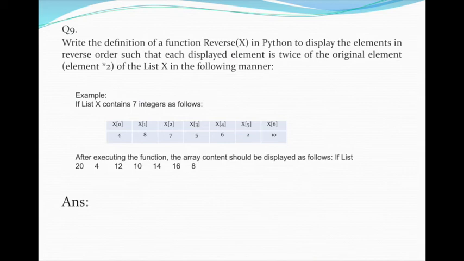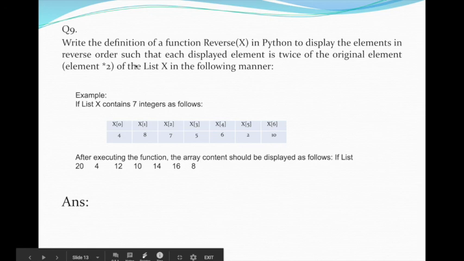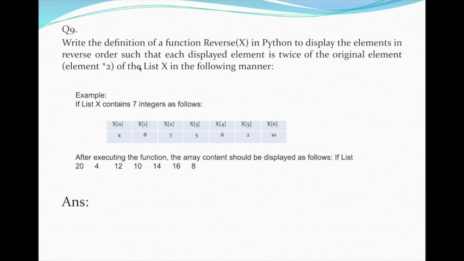Write the definition of the function reverse in Python to display the elements in reverse order such that each displayed element is twice the original element of the list, in the following manner. An example is already given with a list of elements. What you have to do is create a function. The name of the function is given in the question, so you have to use the same name, reverse(x). x means the list of elements that we are passing. And what will be your output? Displaying twice the element in the reverse order.